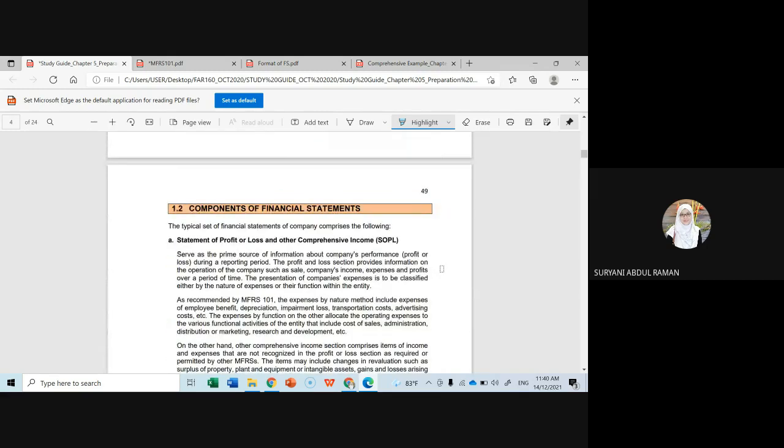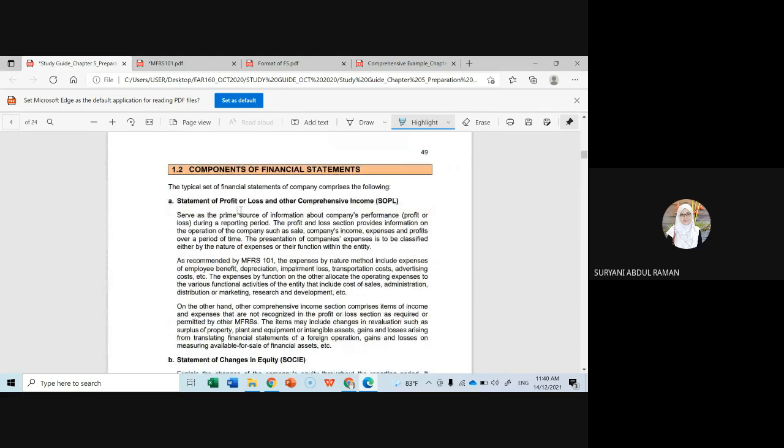Okay, so next we go to another important one. What are the components of financial statements? In preparing the financial statement, according to MFRS 101, these are the components. A typical set of financial statements will comprise the following: the statement of profit or loss and other comprehensive income. I use the acronym SOPL.